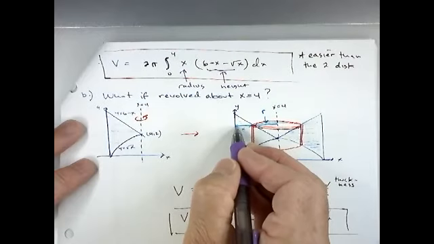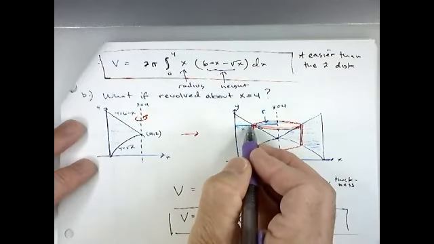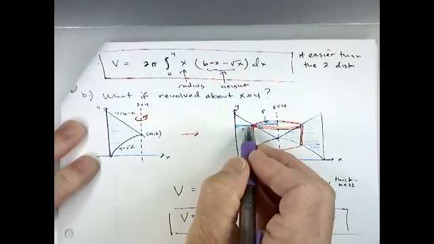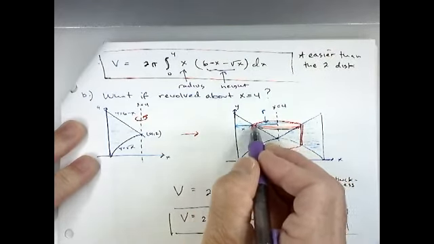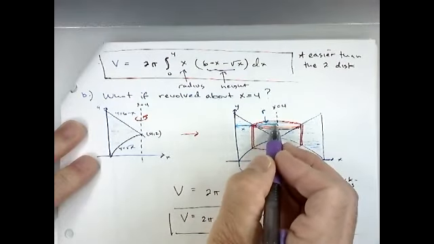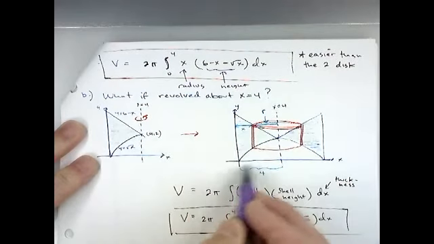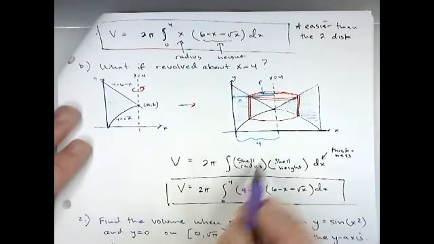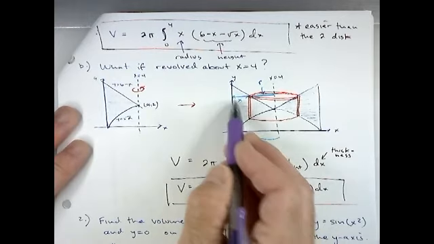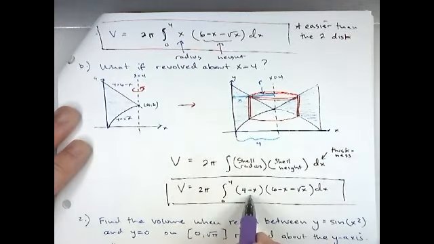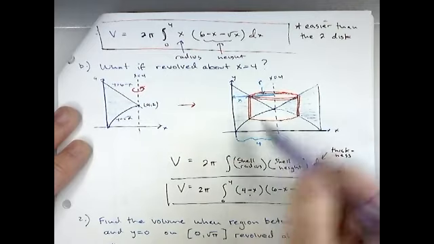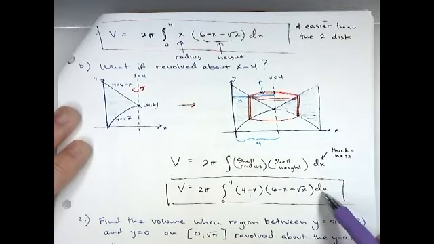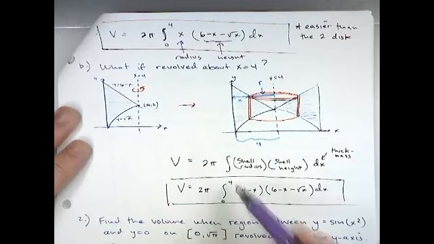Remember that x is the distance from the y-axis. So this random cross-section right here, this distance is x, but the radius is this distance, right? And this total distance here is 4. So in this case, my shell radius is going to be 4 minus x. My shell height is still the difference between 6 minus x and root x. Thickness is still dx, and I'd be integrating from 0 to 4.